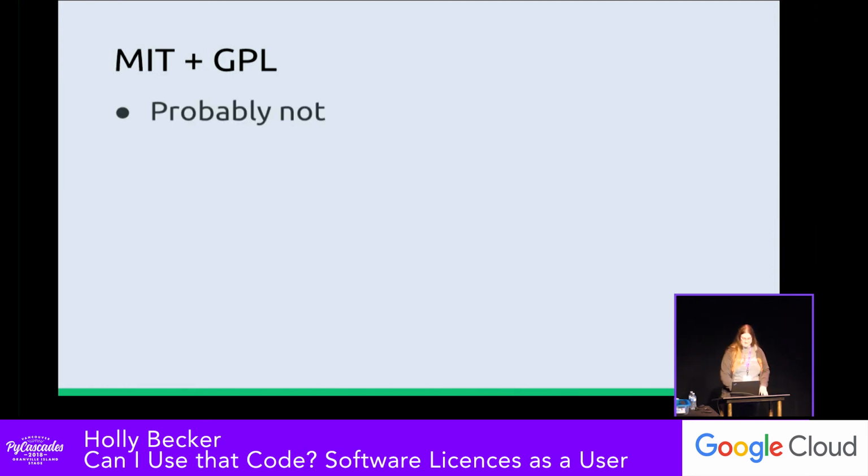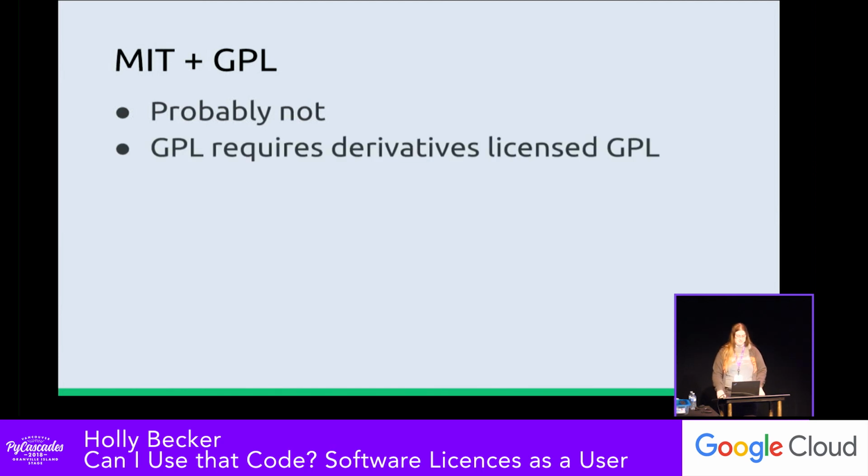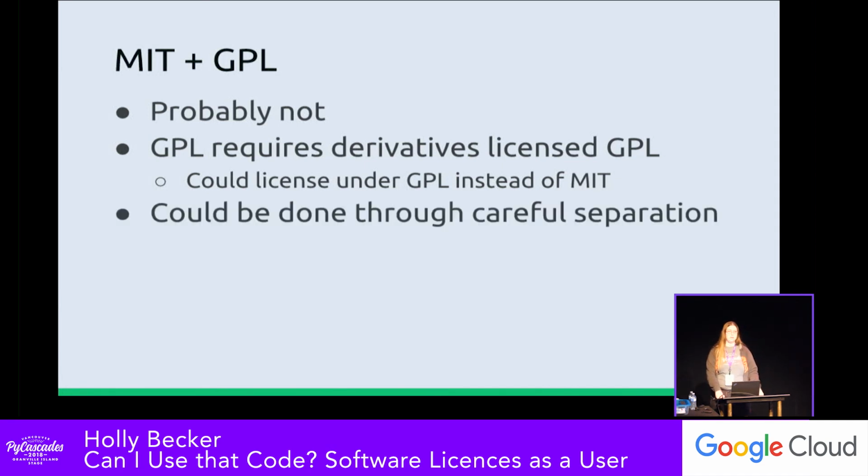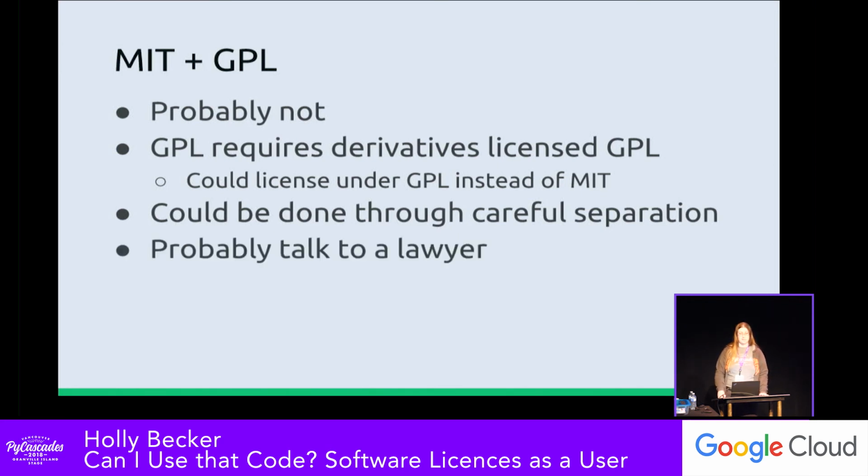Probably not. For many of the same reasons, it's difficult to include a GPL license dependency in a closed source project. The GPL requires that its derivatives be licensed under the GPL as well. So, I could relicense my project under the GPL, but assuming I want to retain the MIT license on my project, it's going to require the same sorts of careful separation of one program from the other to prevent the viral GPL nature from taking over from the MIT license. And you're probably going to want to talk to a lawyer to make sure you get that right.